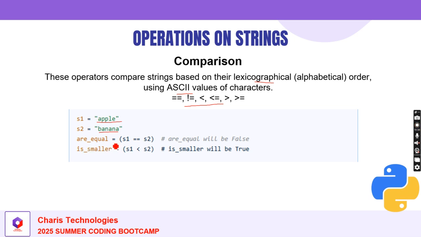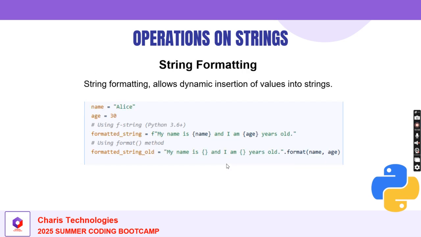Now, this equal is a comparison, and the instruction there is to check whether this first string is equal to this second one. Then this smaller-than operator is to check whether this is lesser than this.